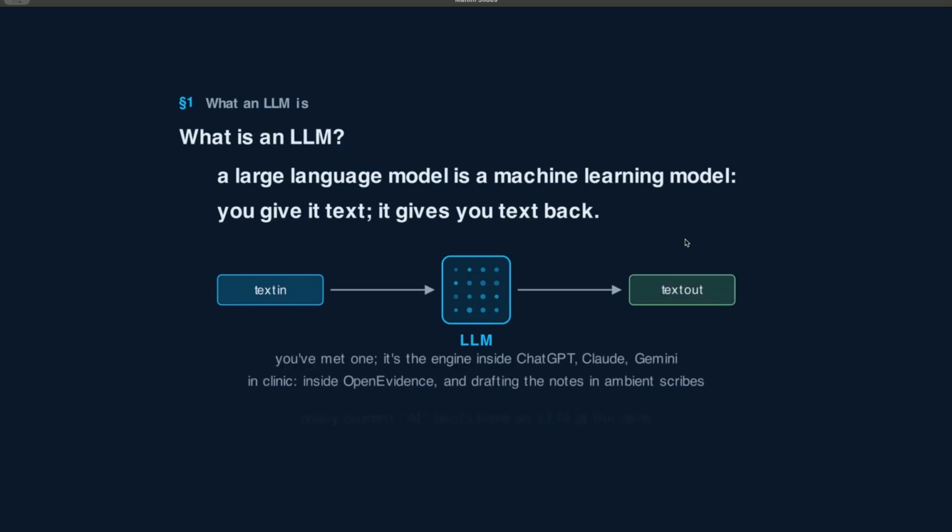So let's get started. What is a large language model? A large language model is a machine learning model whose basic interface is that you provide it some text, it processes the text, and it's able to generate new text based on that input. And that's really the surface area we should be focusing on today.